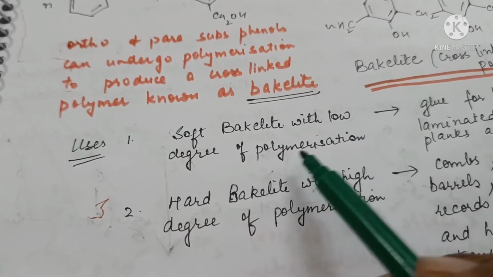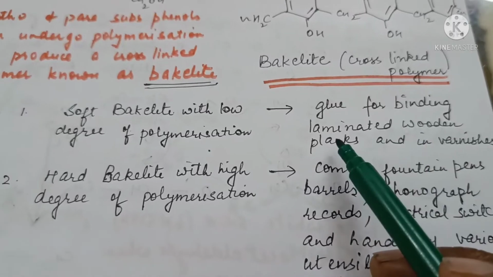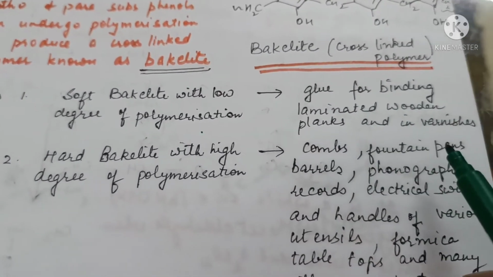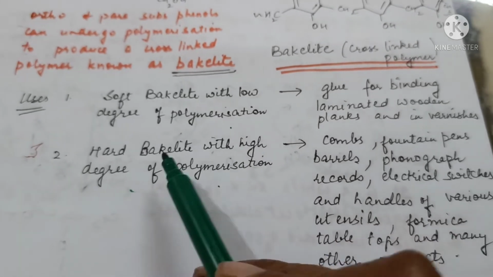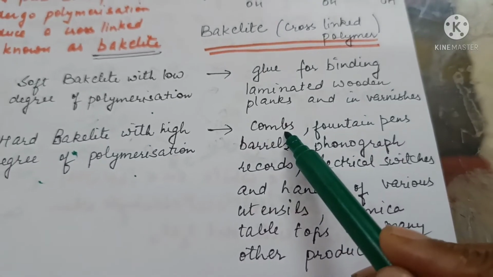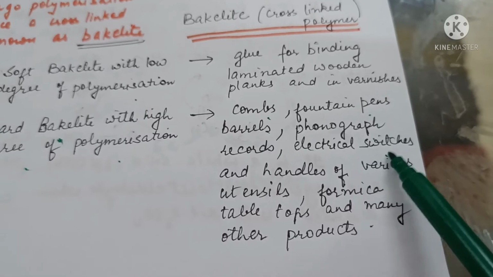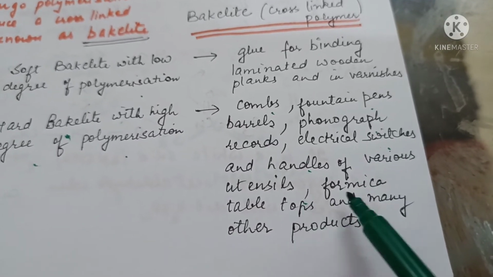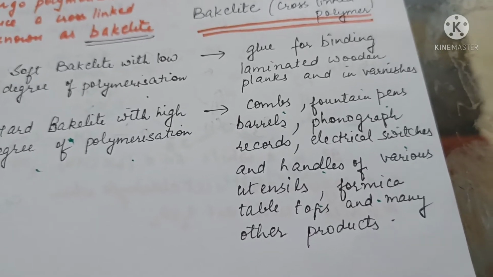When it is with low degree of polymerization, it's a soft bakelite and is used as a glue for binding laminated wooden planks and in varnishes. And when with high degree of polymerization, it forms hard bakelite, which is used in the manufacture of combs, fountain pens, barrels, phonograph records, electrical switches, and handles of various utensils, formica tabletops, and many other products.